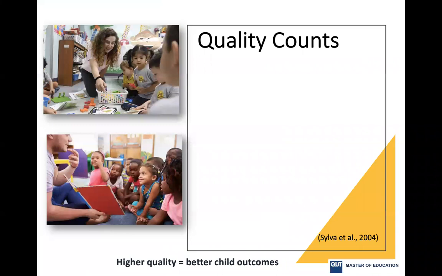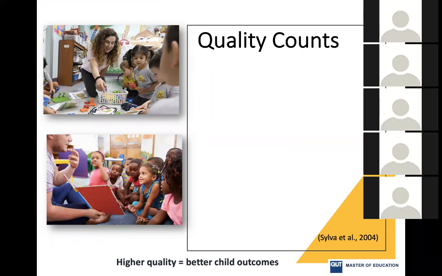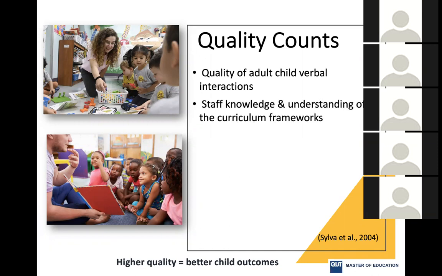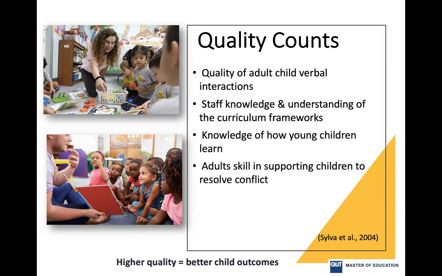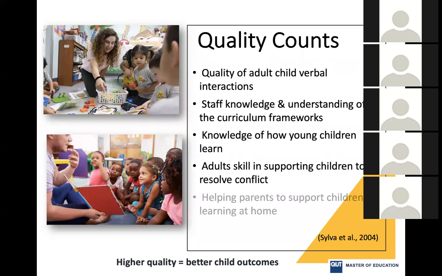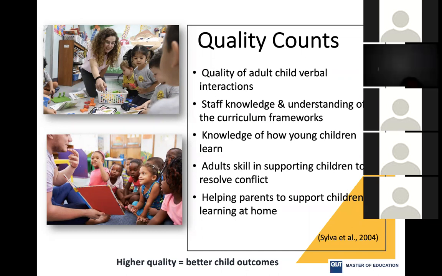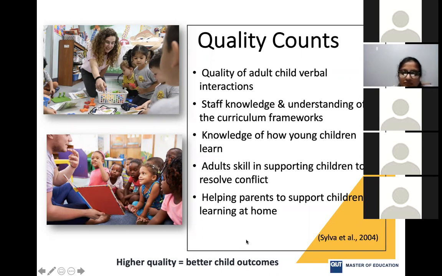The underlying principle with all early childhood education and care programs, whether standalone kindergarten or long day childcare, is quality. This includes adult and child verbal interactions, staff knowledge and understanding of the curriculum or how the curriculum is applied, knowledge of how children learn, adult skills in supporting children to resolve conflict, and helping parents to support children at home. This was a big focus. There are many layers within these 5 areas that we're going to explore later in the unit.